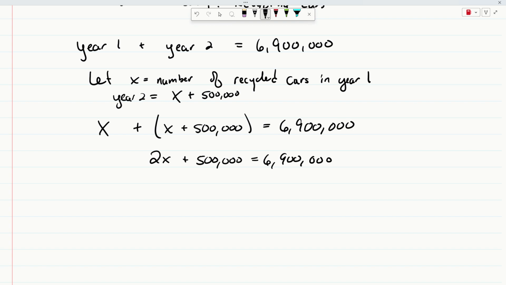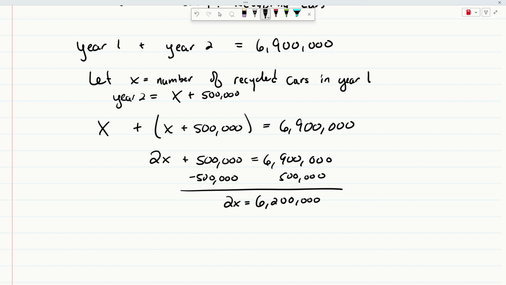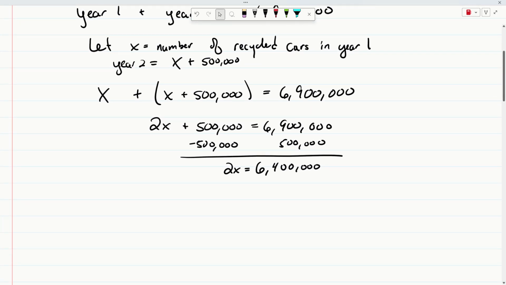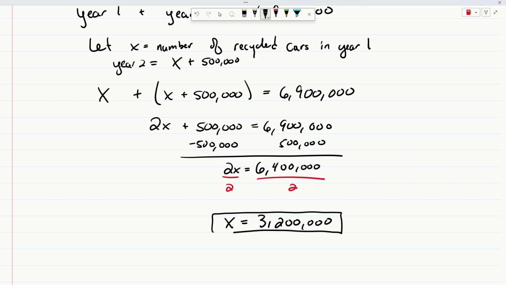the 6,900,000. We'll subtract 500,000 from both sides. That gives me 2x equals 6,200,000. Oh, bad math. 9 minus 5 is 4. 6,400,000. Now you know why I turn the comments off in the videos, because people will yell at me. Finally, divide both sides by 2 to give me x equals 3,200,000. Now, this number represents year 1.